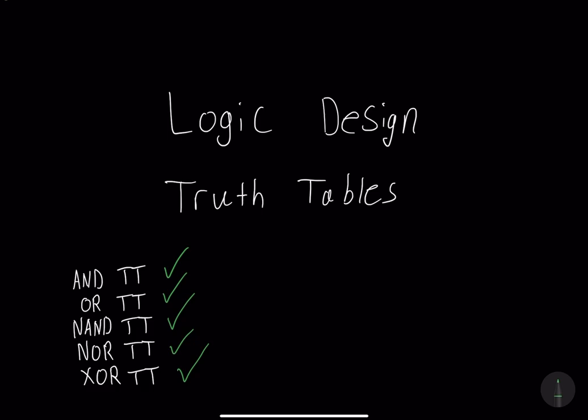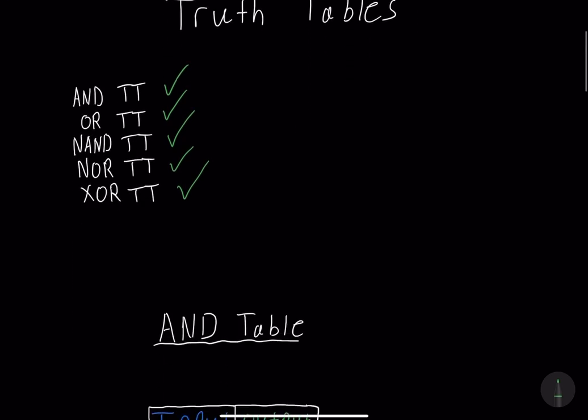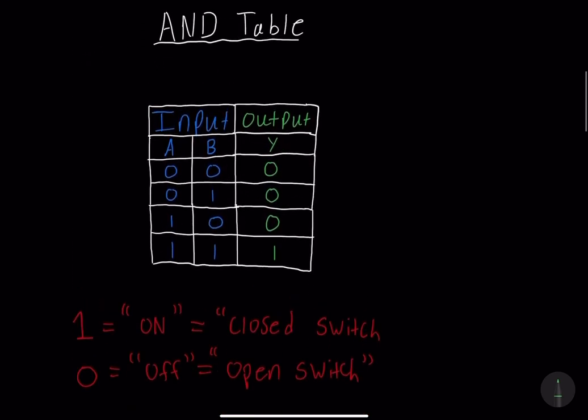To help visualize this concept better, I will be using open and closed circuit examples to help visualize each table and get through each example. We're going to start off with the AND table.